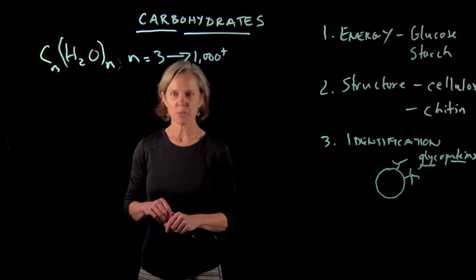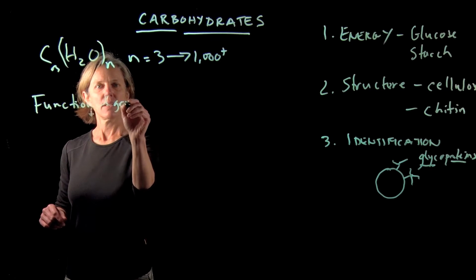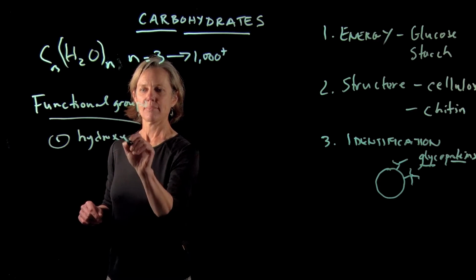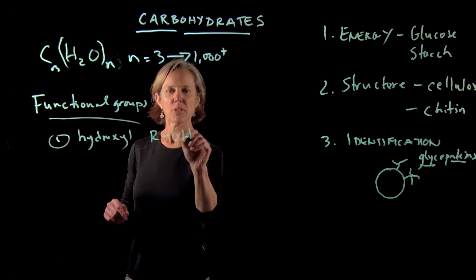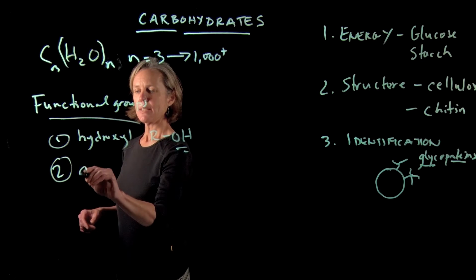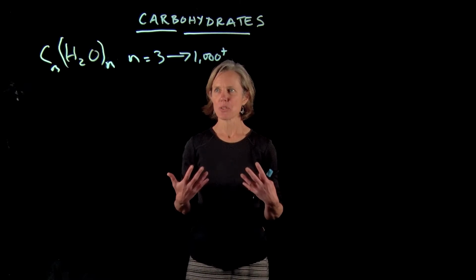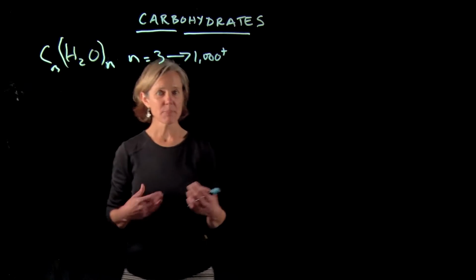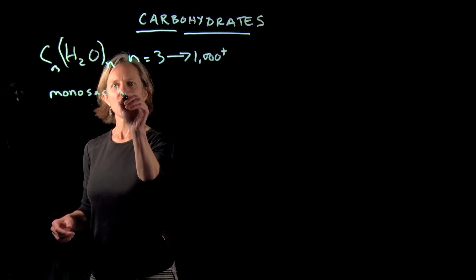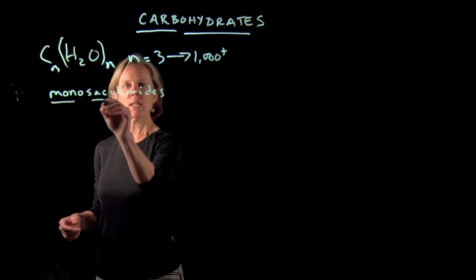Rather, the important functional groups that we find in carbohydrates include number 1, hydroxyl groups. Okay. Remember, that's that OH. The second important functional group we find in carbohydrates are carbonyls. So let's look in more detail at the structure and chemical formula of carbohydrates, and specifically we're going to start by talking about monosaccharides, which are the building block of all carbohydrates. And literally this means one sugar.